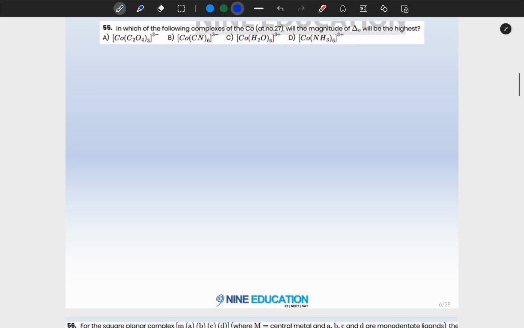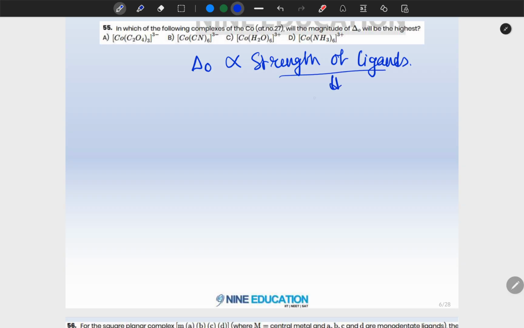Now the next question is very simple. Obviously we know crystal field splitting energy will be directly proportional to the strength of the ligands, right? Now how can we find out the strength of the ligands? The strength of the ligands can be obtained from the spectrochemical series.